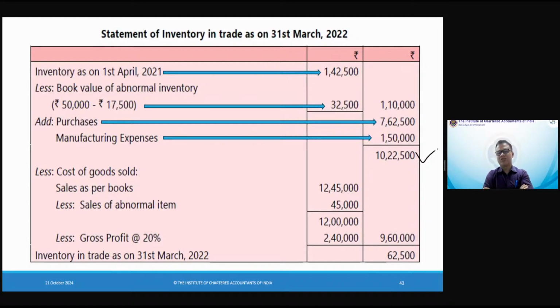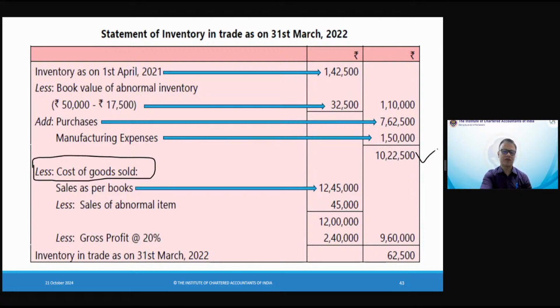Now what happens? You have to deduct the cost of goods sold. Now what is this cost of goods sold? So you have the sales as per books, given as 12,45,000. Out of that, one was that abnormal item which has been sold. That is 45,000. Now when you deduct it, you get the sales of 12 lakhs. From that, you deduct the gross profit at 20%. The gross profit margin is 20% of the sales.